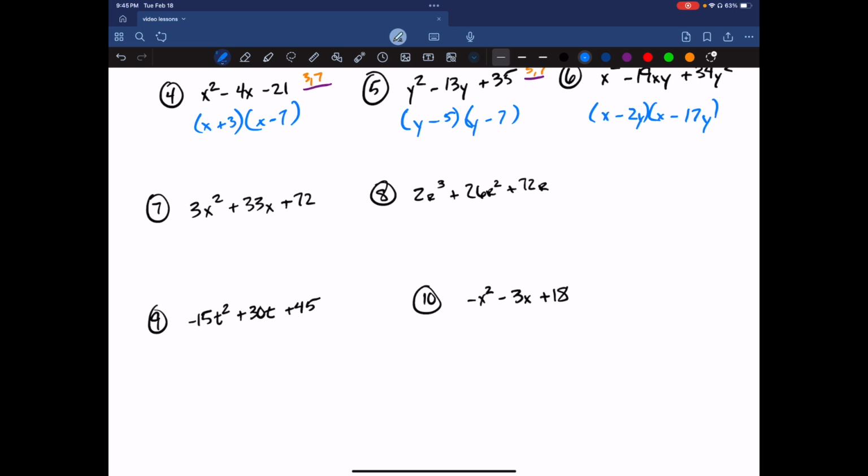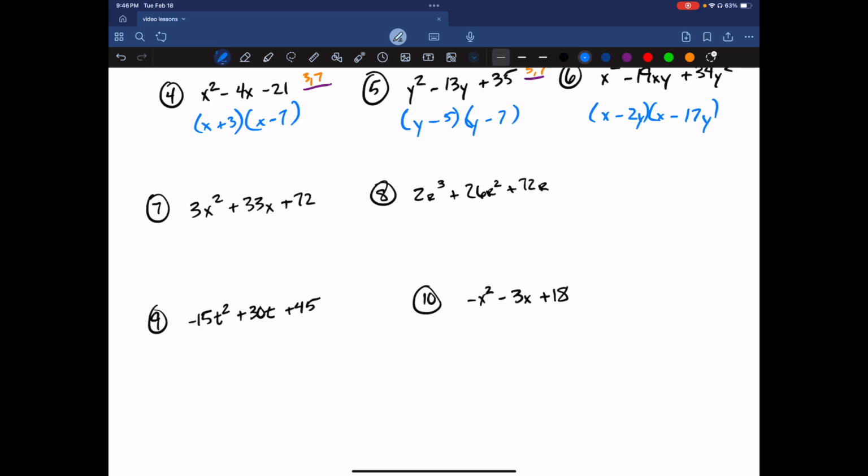All right, now for problems like 7 through 10, remember we want to solve these problems with the number in front of x squared to be 1. But sometimes, if you look at all your terms, you can do that just by taking out a GCF. And if you need to know how to take out a GCF, refer back to lesson 6.1. Okay, so on number 7, we have 3, 33, and 72.